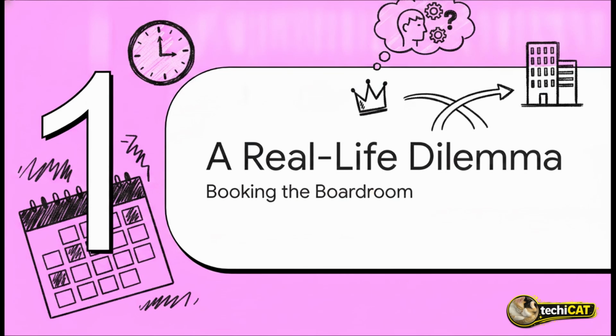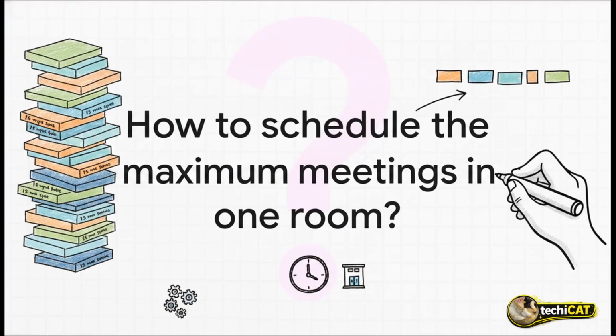All right, Section 1, a real-life dilemma. Let's talk about booking the boardroom. To really ground this concept, I want you to imagine you're the office manager for a crazy busy startup. How do you schedule the absolute maximum number of meetings in a single conference room? Imagine you've got this massive pile of meeting requests for the day. Some are quick 15-minute syncs. Others are these huge 3-hour marathon brainstorming sessions. And naturally, a ton of them overlap. You want to fit as many distinct meetings into that room as humanly possible. So, what's your strategy? Take a second. How would you physically sort that pile of requests?